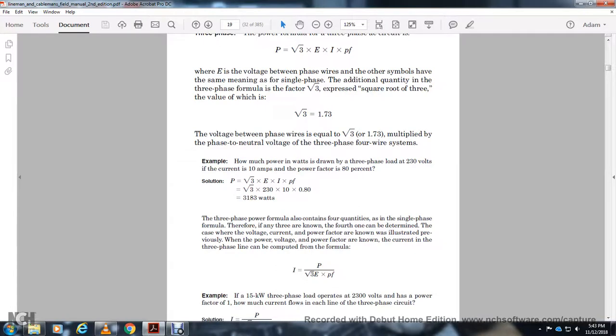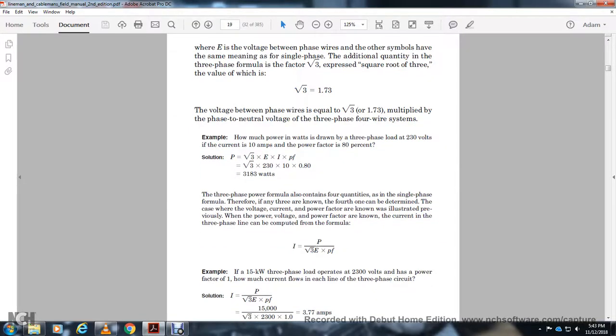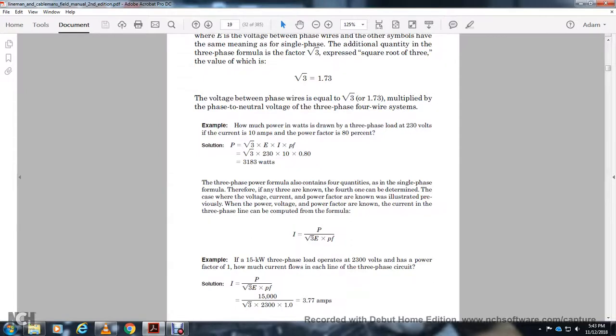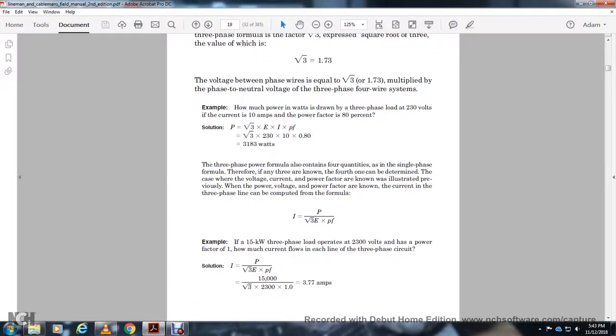If a 15 kilowatt three-phase load operated at 2300 volts, and has a power factor of 1, how much current flows in each of the three phases? The 15,000 over the square root of 3 times the 2300 volts times the power factor of 1.05 gives you 1.377 amps.